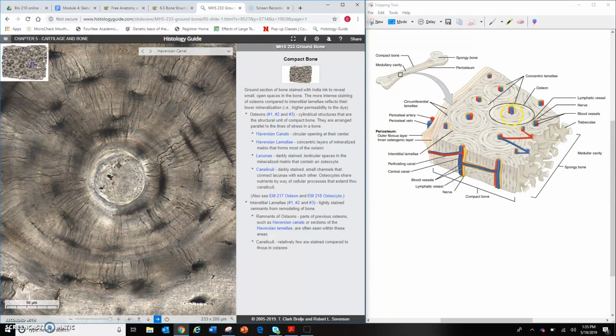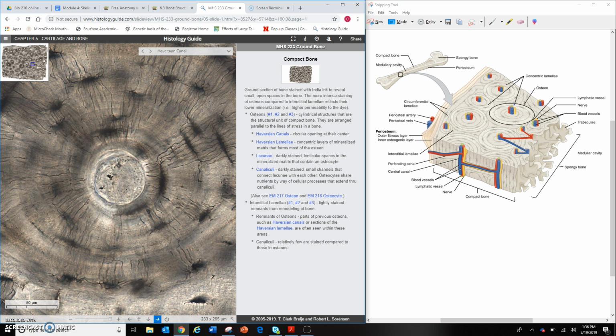But over here on figure 6.12, you can see what's inside these Haversian canals. There's an artery, there's a vein, there's a nerve, and that green structure is called a lymphatic vessel. And this just reminds us that bones are living tissues. Each bone, such as the femur in the leg, is considered an organ.